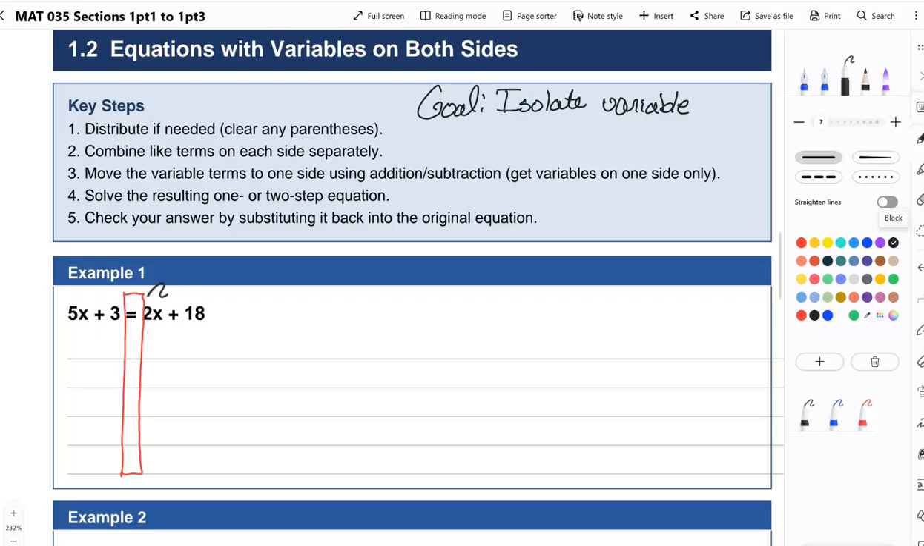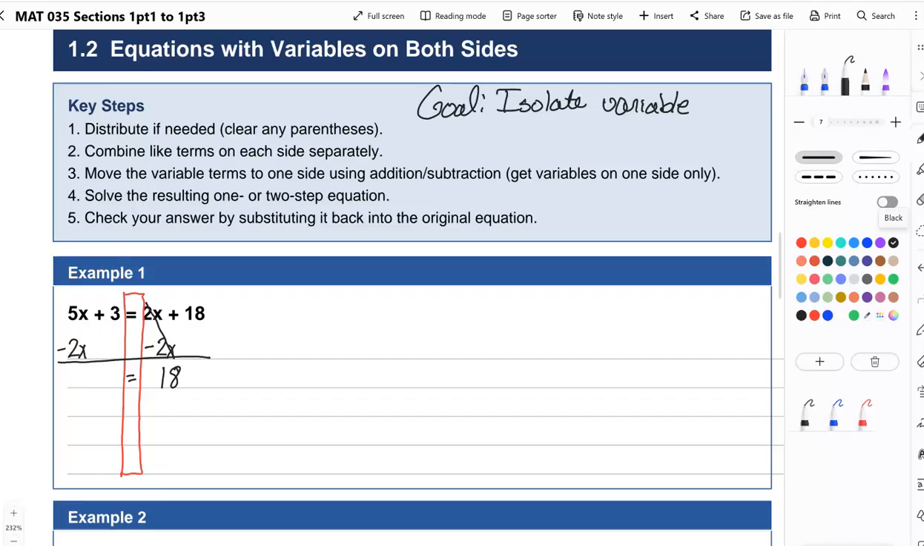So if I want all my x stuff on the left, then I've got to move this 2x. Right now, that 2x is positive. To move it, I'm going to do a minus 2x. What I do to the left, I've got to do to the right, and vice versa. Math is always fair. You've got to do it to both sides of the equation. Now, the reason I chose minus, this is a positive 2x, and 2x minus 2x is going to zero out, and it's going to leave us with just that 18 on that side.